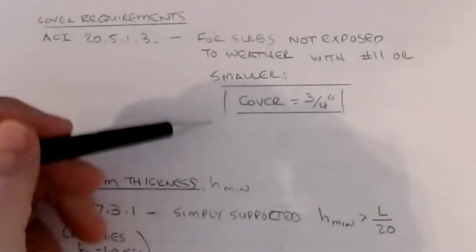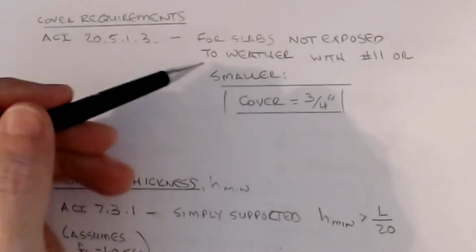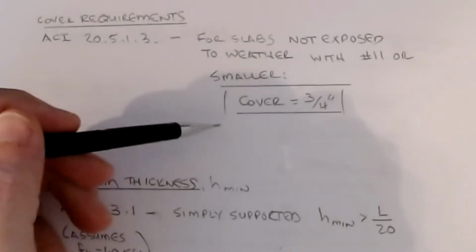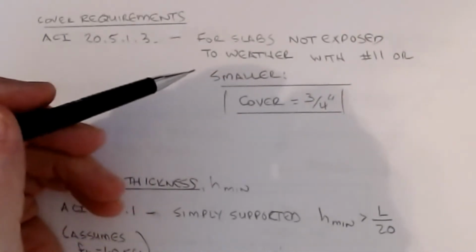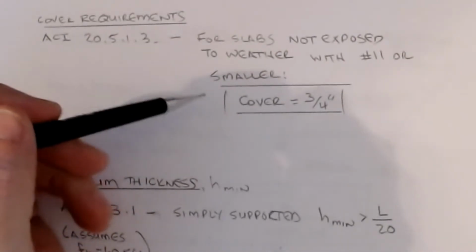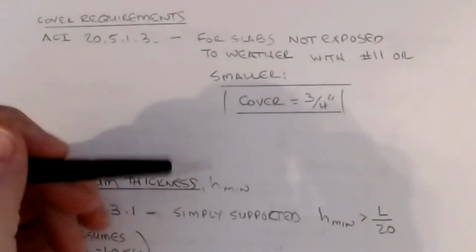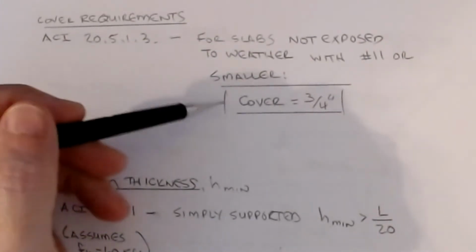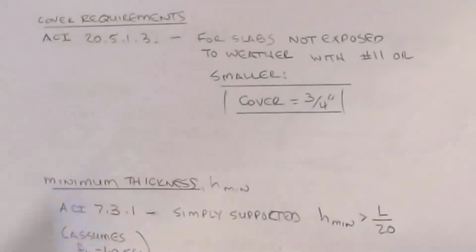Most slabs that we're going to consider are almost always not exposed to the weather. They are at the interior of a building that is sealed off from the elements. We're not looking at doing things like bridge deck slabs or those kinds of things. So the design is similar, but the cover requirements would be different for that case just because of the presence of the elements and whatnot.